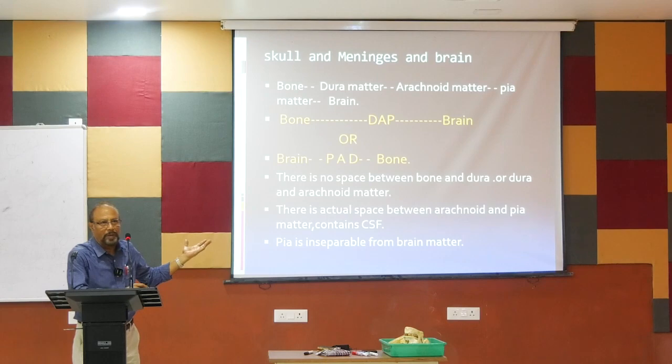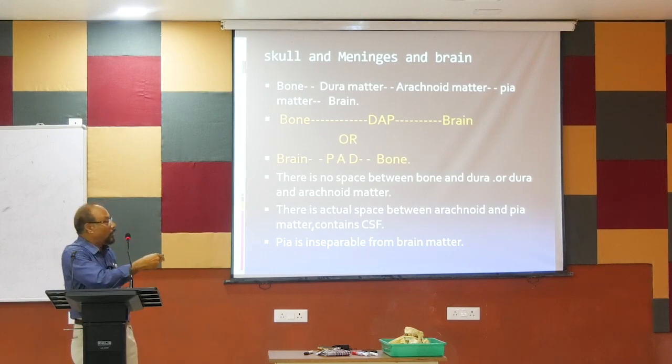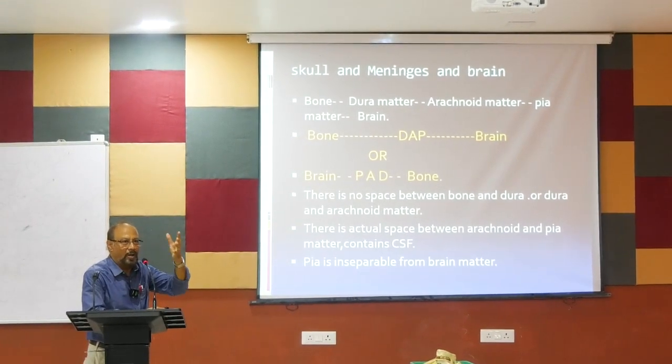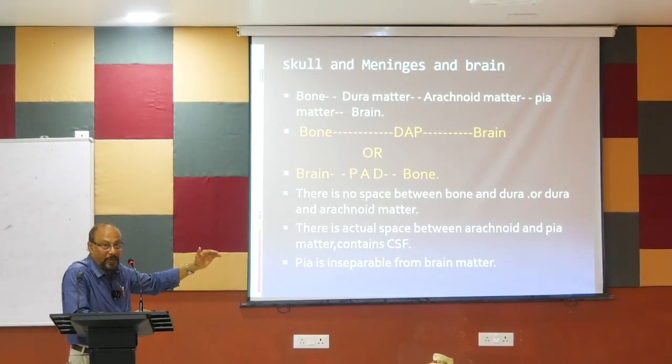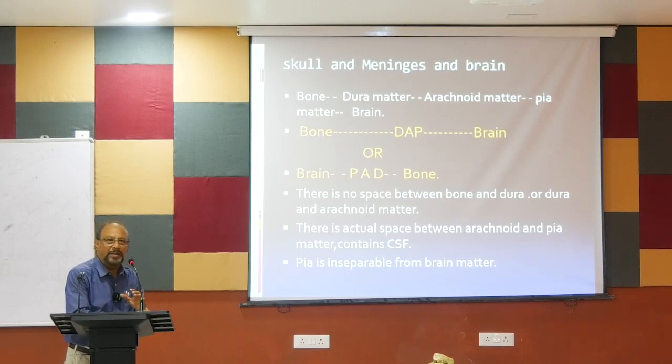So very easy to remember is this way: the dap or pad. I also told you this thing: the bone means skull, skull bone. Then underlying these, dura mater, then comes arachnoid mater, then comes pia mater, then actually the brain. So naturally these 3 meningeal layers, from outside inwards: skull, then dura mater, then arachnoid mater, then pia mater, these 3 layers of meninges covering the brain.